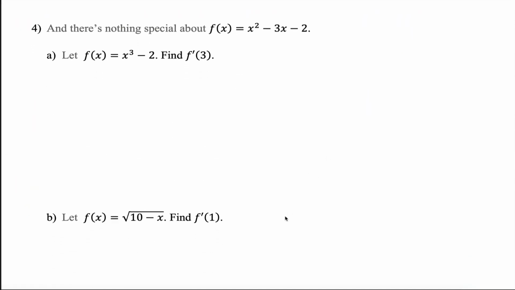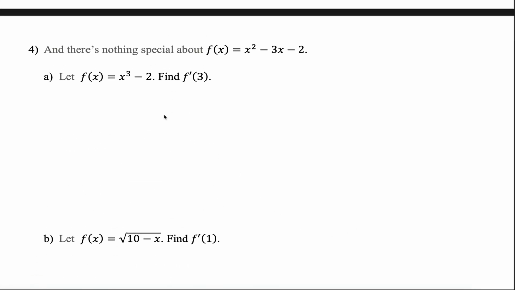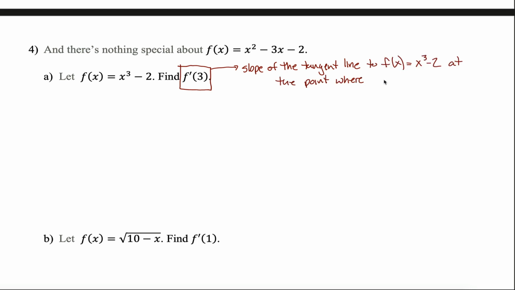And in case you don't believe me, what I'm going to do in this video is demonstrate it with a bunch of different looking functions. First, suppose the function we're interested in is x cubed minus 2, and we want to find f prime of 3. The first thing you want to be able to do is understand what this is asking. This is asking you for the slope of the tangent line to this function f of x, which in this case is defined to be x cubed minus 2, at the point where x equals 3.